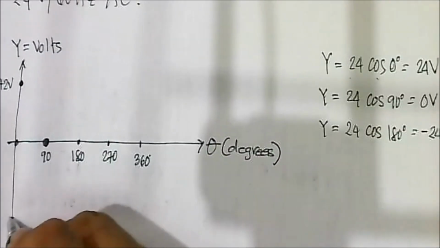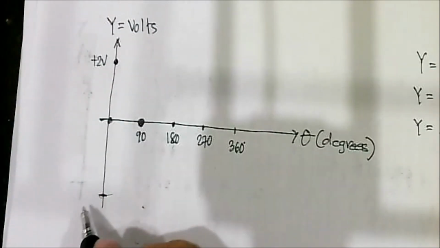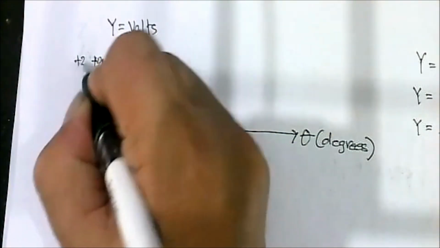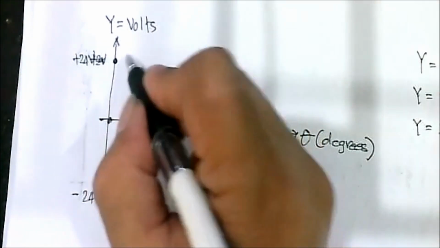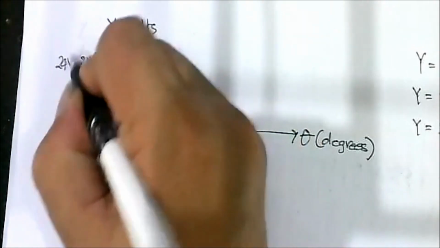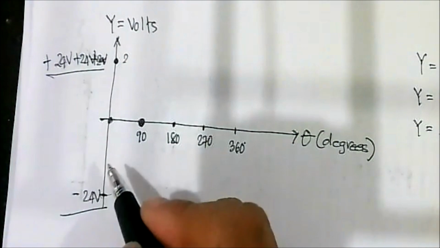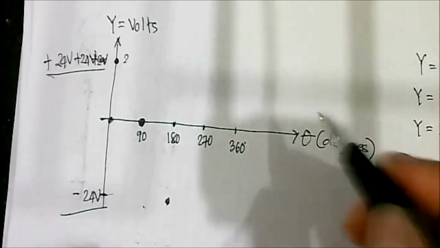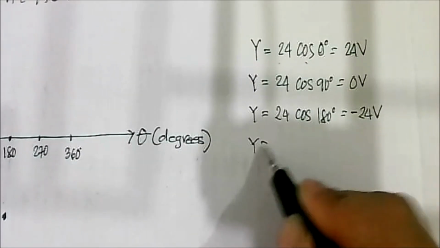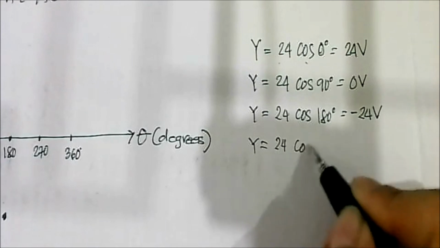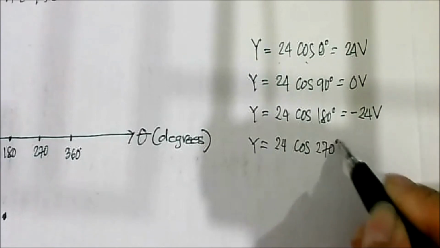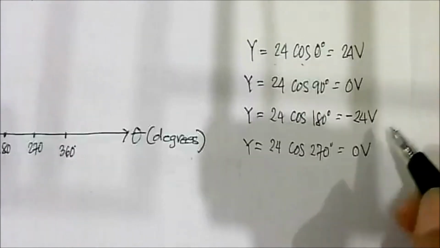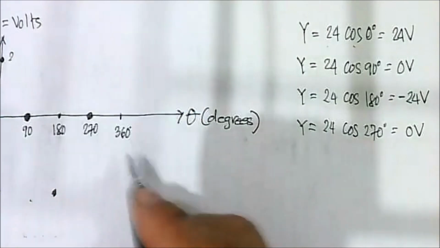So this is your negative 24 volts, and this is positive 24 volts. The next, y equals 24 cosine 270, and cosine 270 is 0 times 24, and this is 0 volts. So this is your cosine 270.